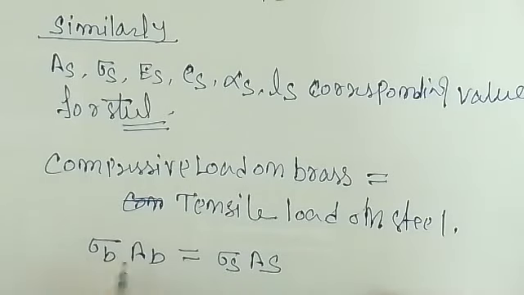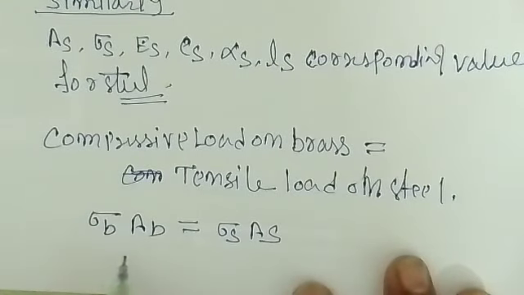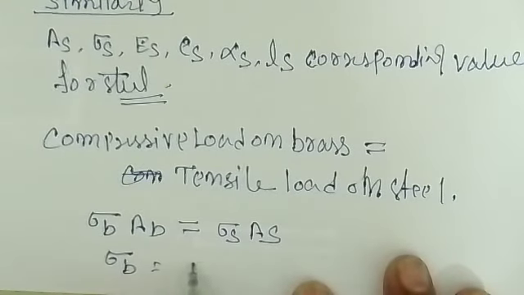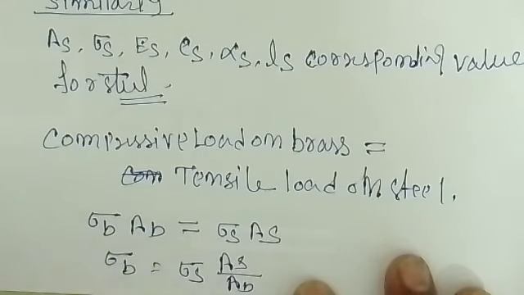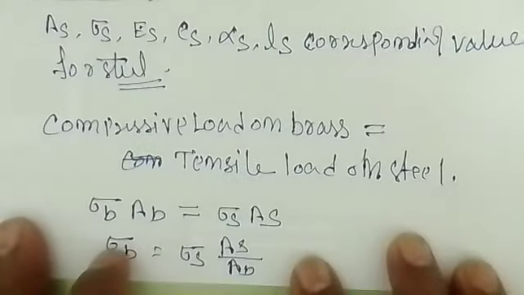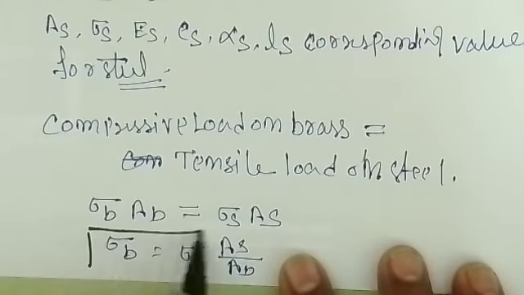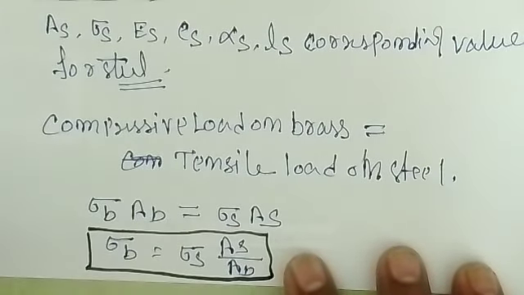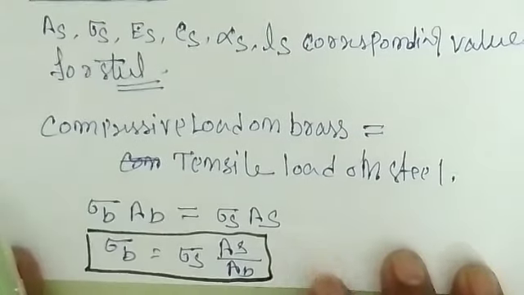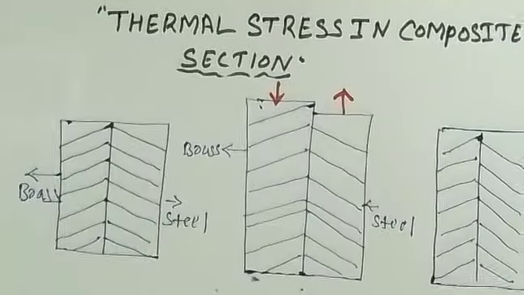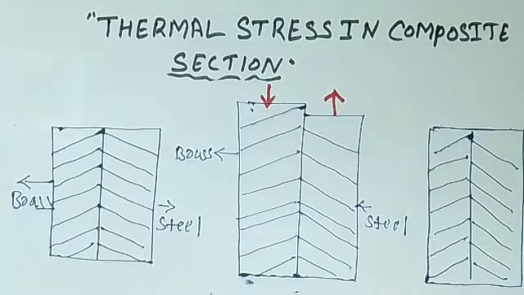From this you can get the relation between sigma b and sigma s. Sigma b is equal to sigma s times as by ab. So this is one relation you got, which is useful for finding the stresses in the different materials while solving numerical problems. Next we have to satisfy one more equation: the actual expansion in brass is equal to the actual expansion in steel.